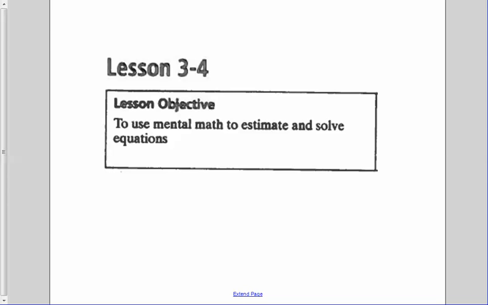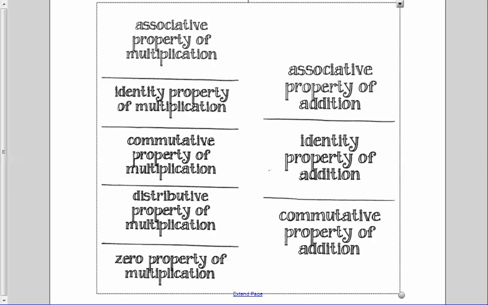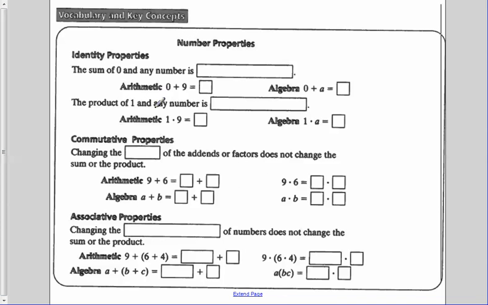In lesson 3.4, we're looking at using mental math to estimate and solve equations. Hopefully you remember your properties that we talked about from chapter 1. But if not, we'll do a little bit of a review of some of these key vocabulary terms that you'll definitely need to use as you mentally answer some of these problems.